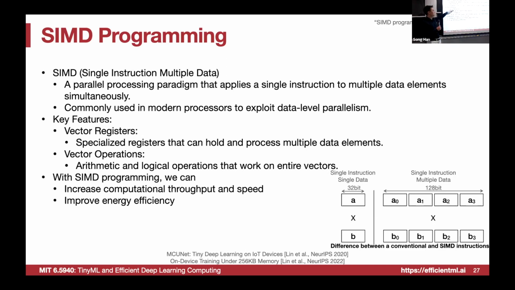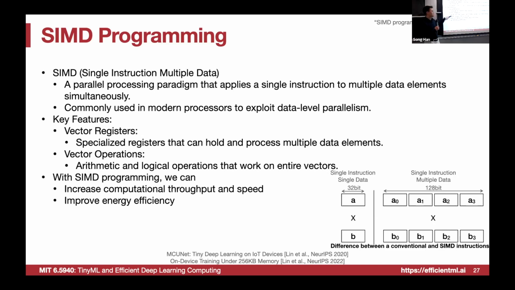So the key feature we introduced is these vector registers. Like the register over there, it's 128-bit and can hold 4 FP32 numbers rather than 1 FP32 number. So that's the vector register. And also vector operation, easy to understand. This is a vector operation operating on 4 or multiple elements independently.